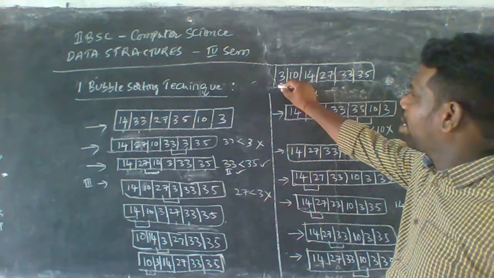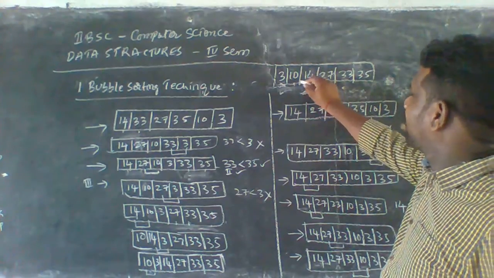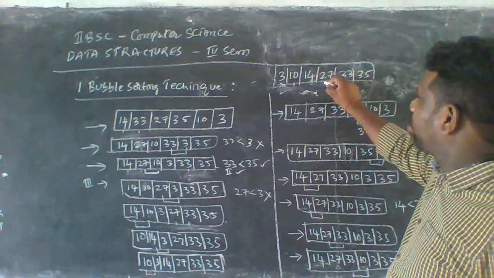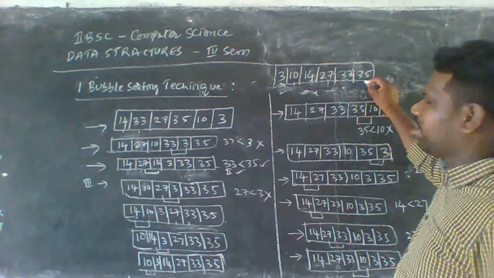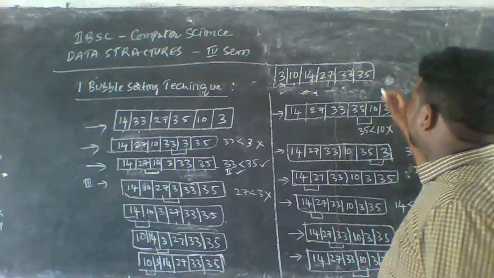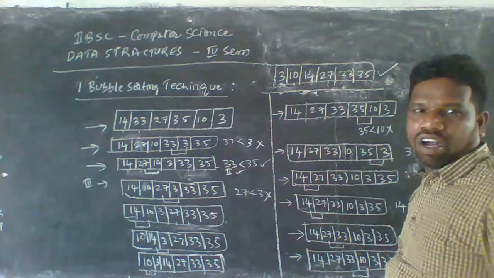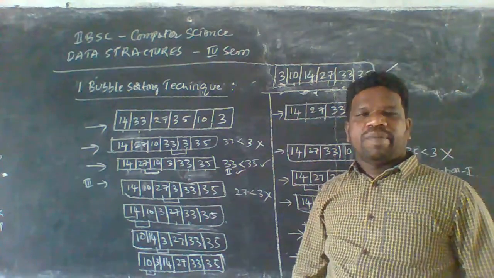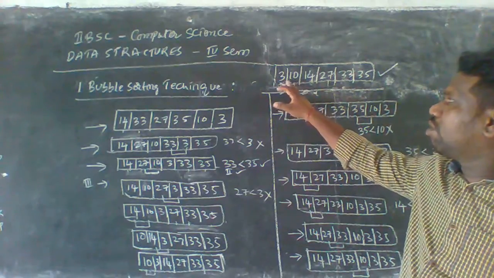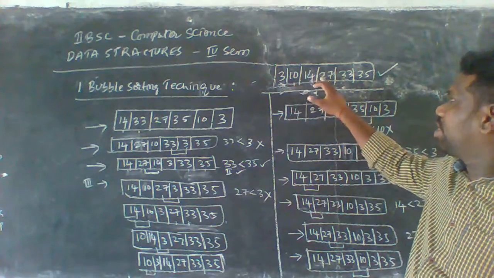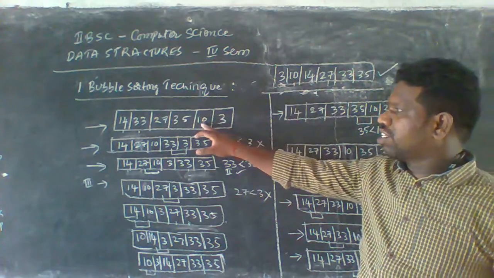So in this scenario, we have to compare these two values. No need to change here, and we compare these two values. No need to change here, and compare these two values. No need to change here, and compare these two values. No need to change here. Whenever changes are not possible here, our sorting is complete. So in this scenario, all the numbers are placed in order, from small to higher: 3, 10, 14, 27, 33, 35. This is the in-order list.